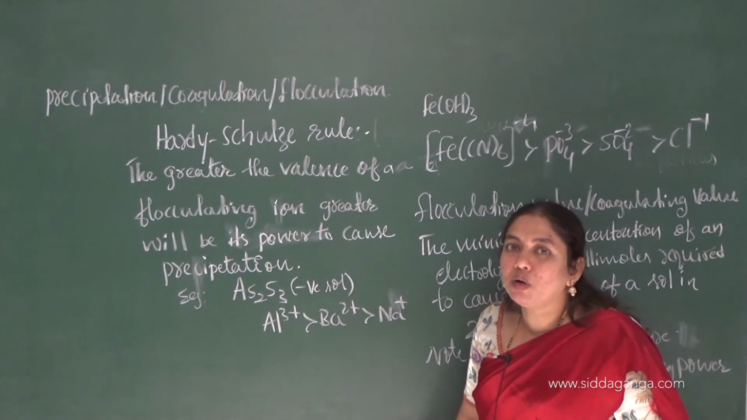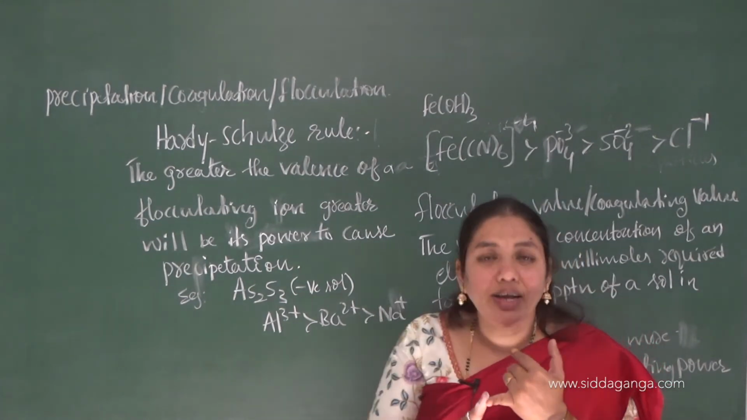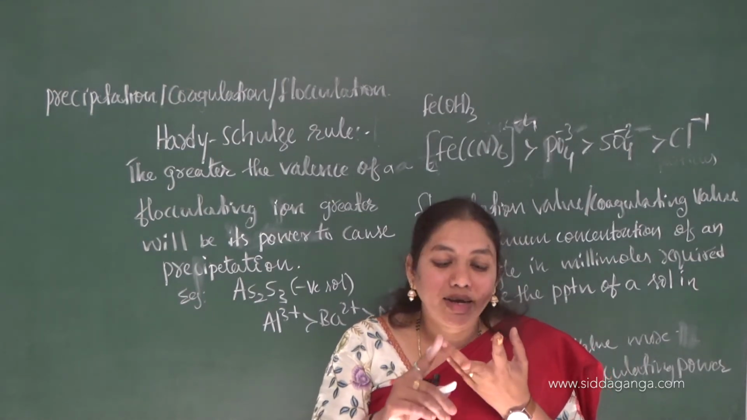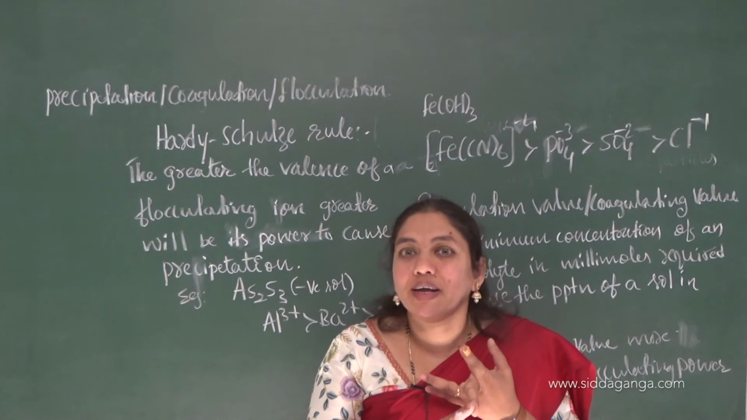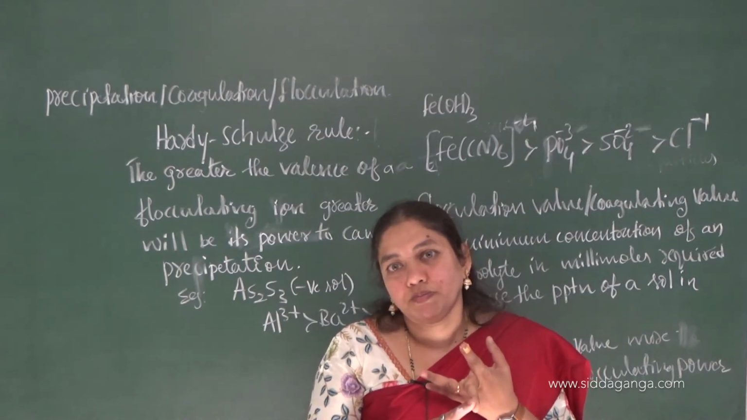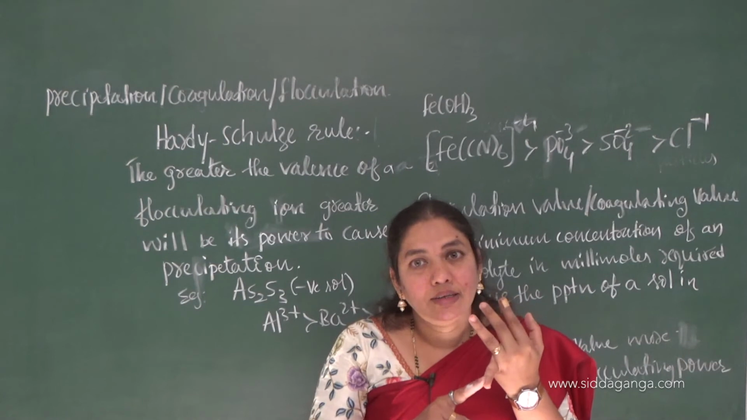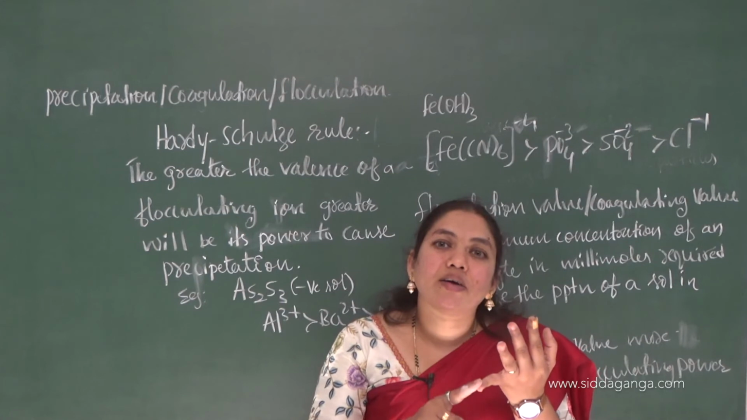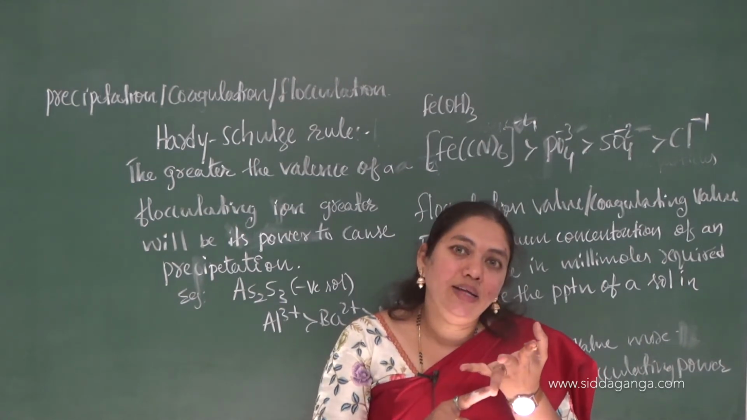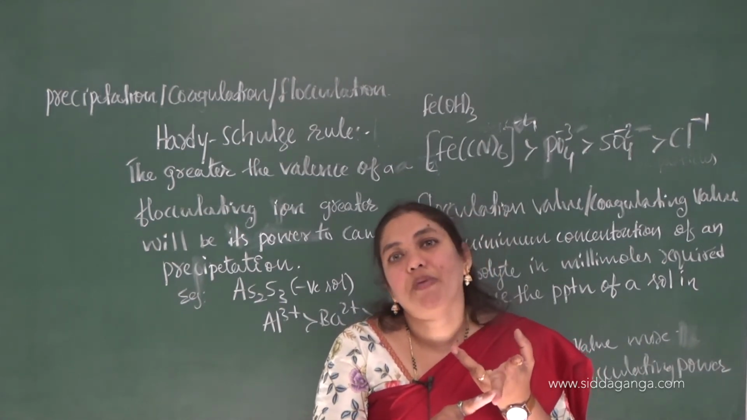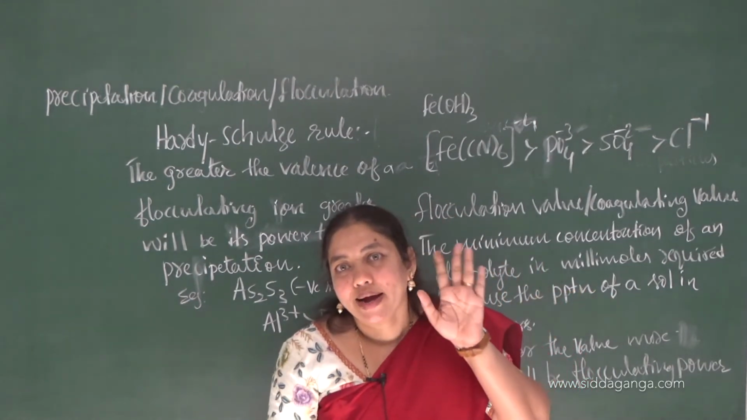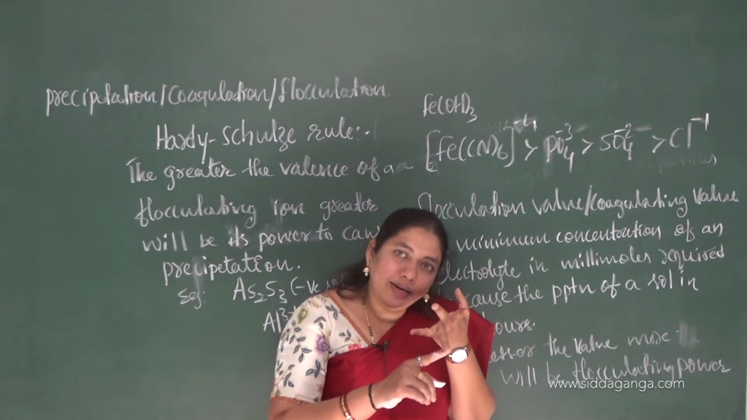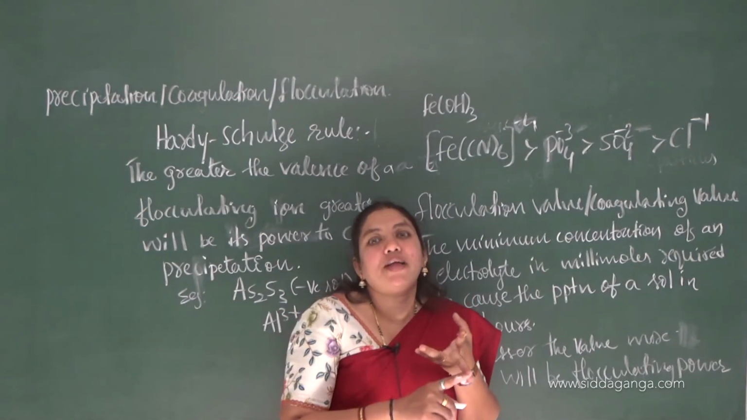Are you getting the concept now? Is that clear? The lesser the flocculation number or flocculating value, the greater the valence and the greater the flocculation power. That is the concept. The lesser the flocculation number, the greater the valence, the greater will be the coagulation power. Like that you can also remember. Lesser the flocculation number, greater the valence, greater will be the flocculating power.